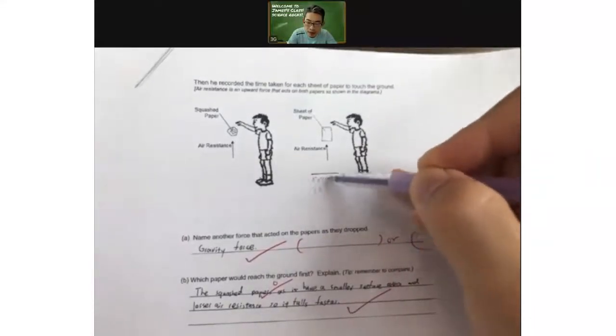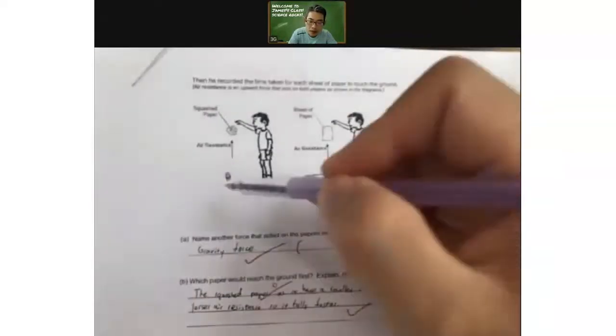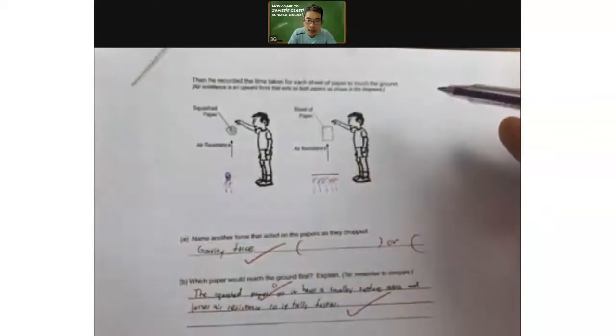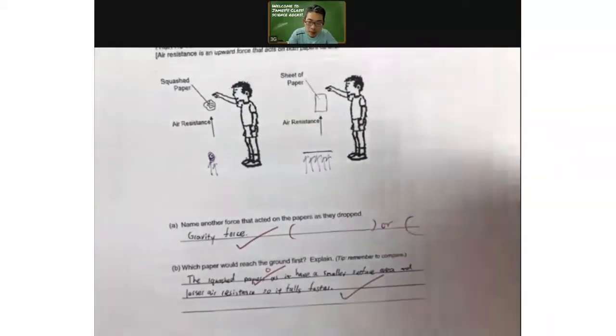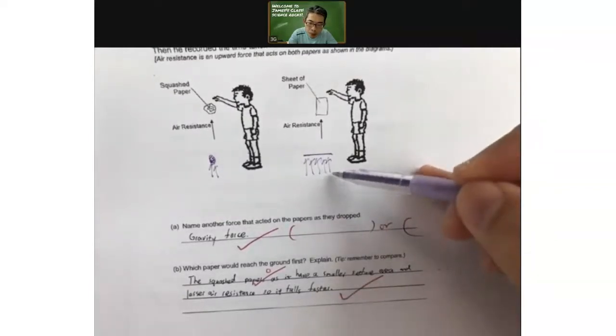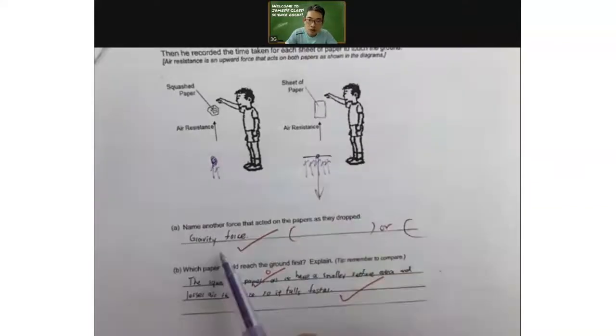There's more surface for the air to push against it as it comes down. With a squashed piece of paper, the surface for air to push against it is much less. So what's the force that acts on the paper as they are dropped? Air resistance is the force that pushes it upwards. Gravity is the force that pulls it downwards. You can answer as gravity.